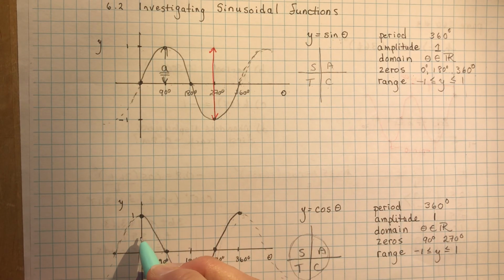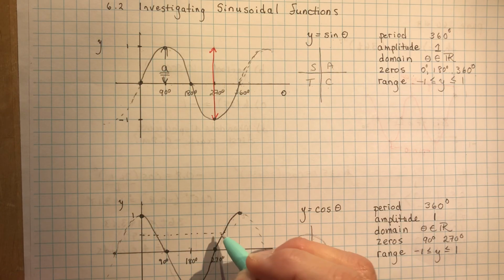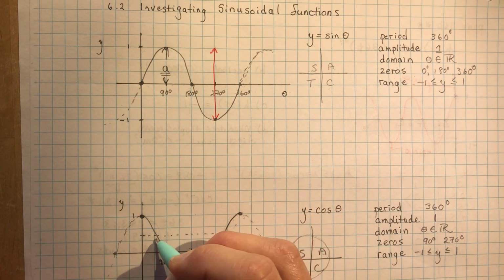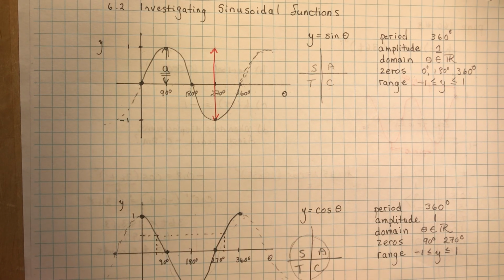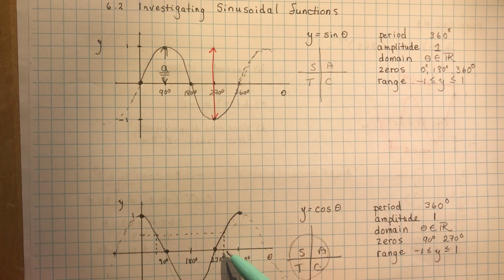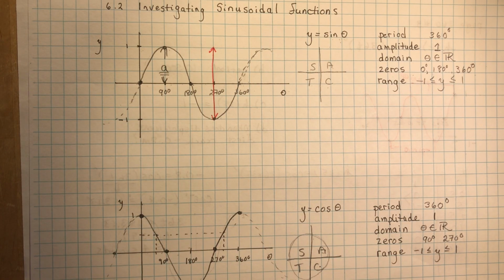Like, let's say I asked, when is it going to be a half? And you go like this. You'd say, oh, it's going to be a half right here. It's going to be a half right here. Oh, isn't that clever? Quadrant 1, quadrant 4, where cos is positive. That's where it would be a half. Okay, so that's pretty much what's covered in 6.2.